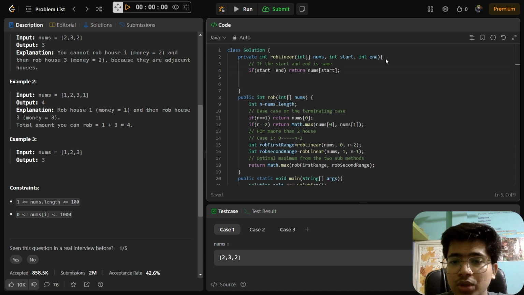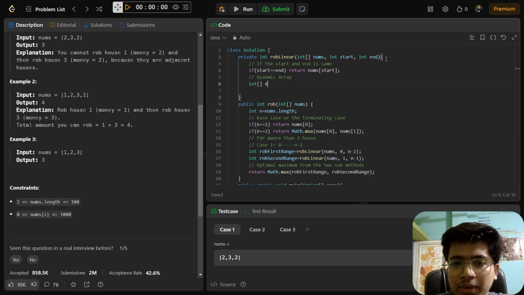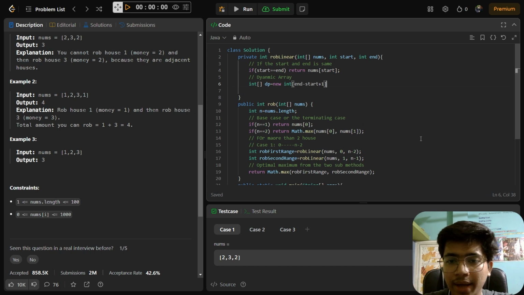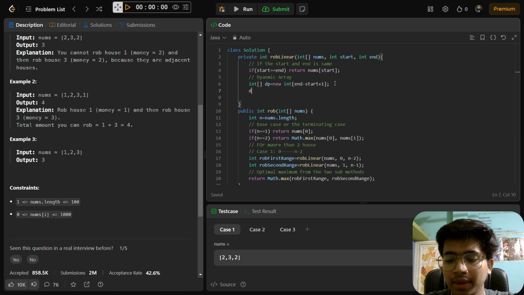Now we'll be creating a dynamic array to store the maximum amount we can rob. So we'll be creating an array, integer dp = new integer array. So we have created the dynamic programming array. Now we'll be initializing the first house in the range, that is dp[0]. dp[0] will be equal to nums[start], because from where we start, that becomes the first house in the range.